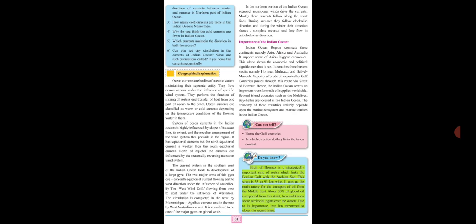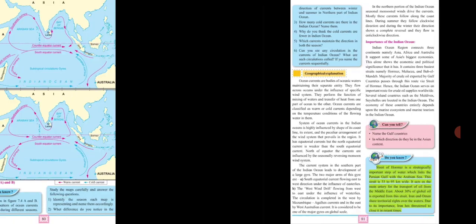The system of ocean currents in the Indian Ocean is highly influenced by the shape of its coastline, its extent, how long it is, and the peculiar arrangement of the wind system, a known arrangement that already prevails in the region. It has equatorial currents, but the north equatorial current is weaker than the south equatorial current. Look at the map again.